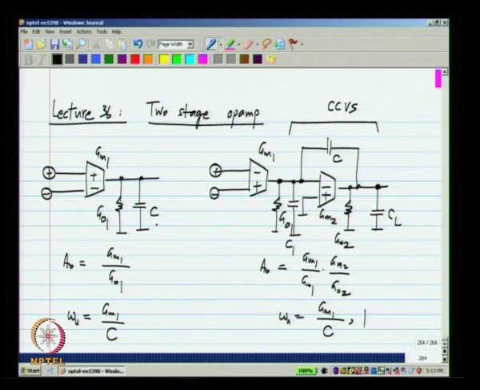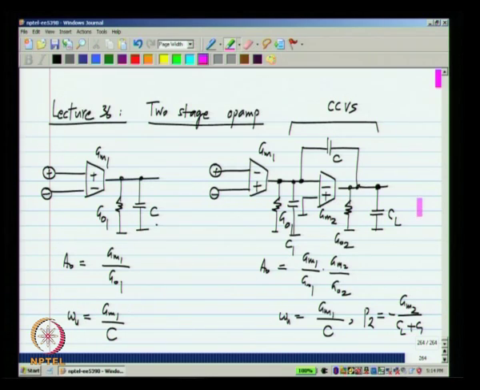So, we know that for instance, the non-dominant pole is at approximately minus GM2 by CL plus C1. Because GM2 is in feedback, we get a more complicated expression. I am going to write that soon. So, we have all the things that we need to understand this topology. All we have to do is to implement this at the transistor level.